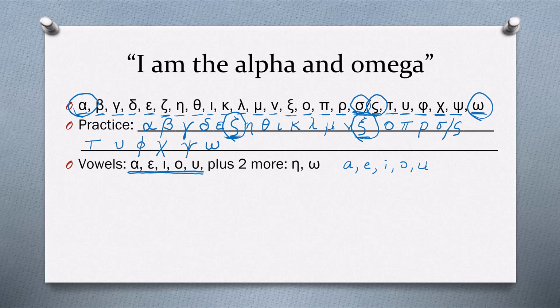But instead of A, E, I, O, and U, we have the alpha, and then we have the epsilon, the iota, the omicron, and then the upsilon. But Greek has 2 more vowels. The eta, usually when we see it in a word, it's going to have more of an E sound, but it's called the eta. And then we have the omega as well. The omega usually has the sound equivalent of the omicron.